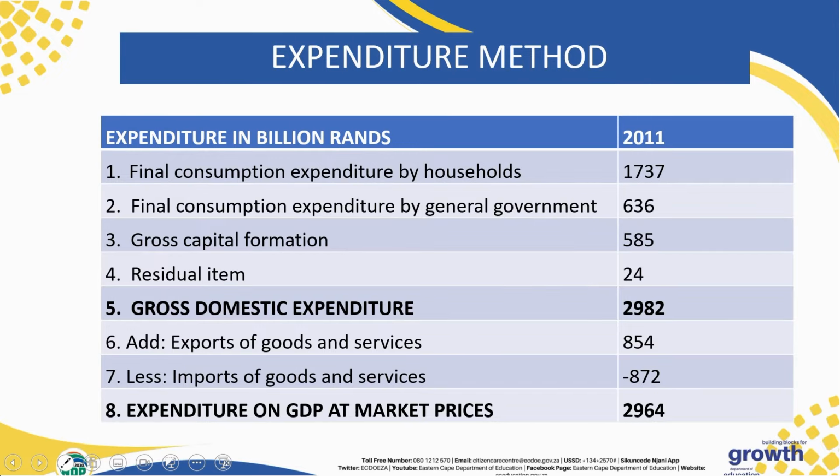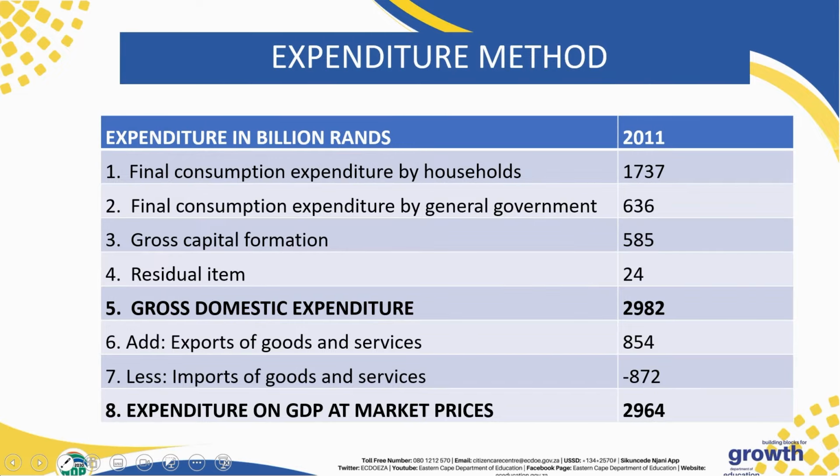So the main reason why we minus imports is because it's the expenditure that has been made by the residents of a country, but they made this expenditure outside the borders of a country. So these goods are not locally produced. That is why we deduct this particular expenditure. Now we get the final response, which is expenditure on GDP at market prices.